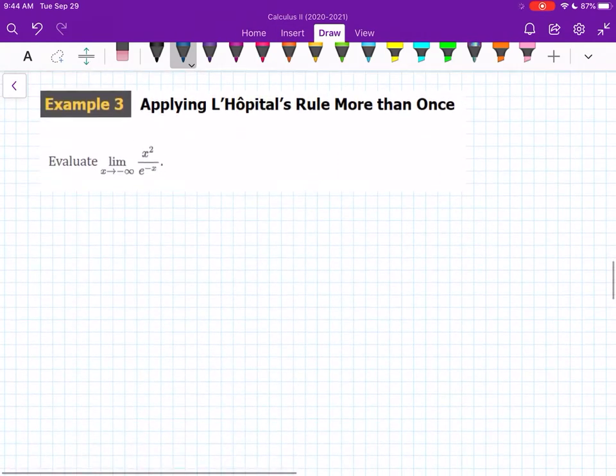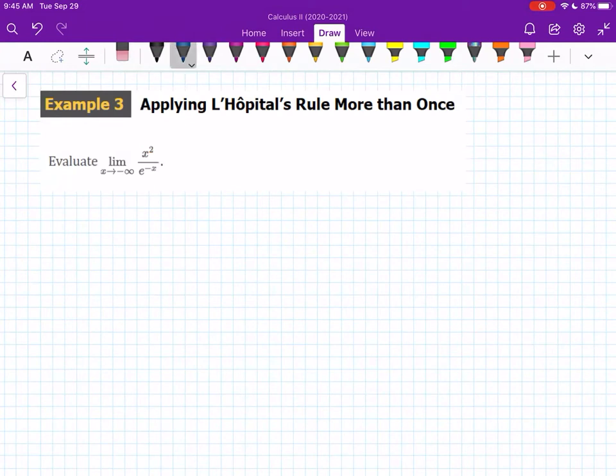Next, 3, applying L'Hopital's rule more than once. And so when I look at this, the indicator that tells me I may apply L'Hopital's rule more than once is that the numerator has an x squared in it, and the denominator is going to be one of those infinite cycles, right? Because I have e to the x or e to the negative x, so I can continually take a derivative without ever simplifying it, but the numerator will, just not the first time.